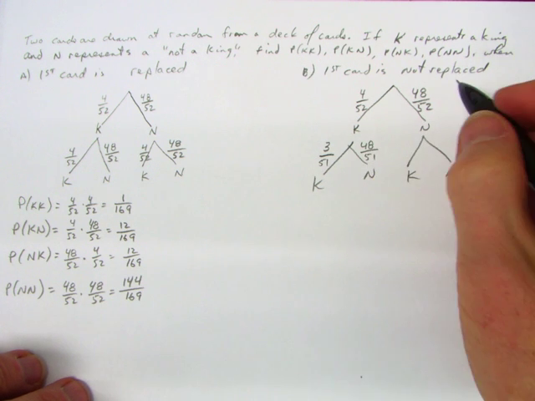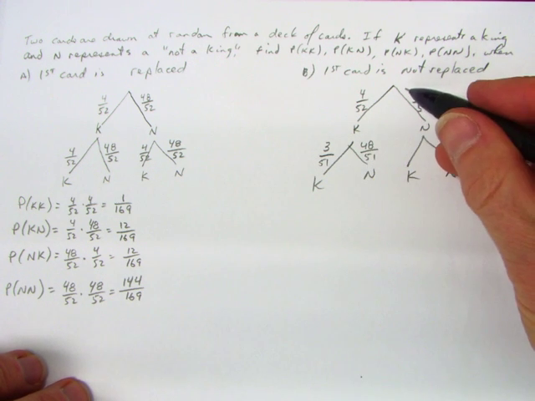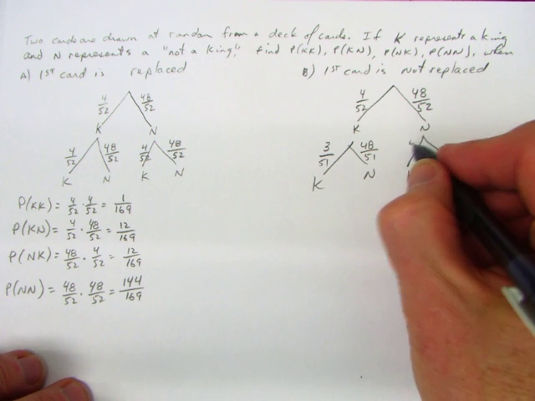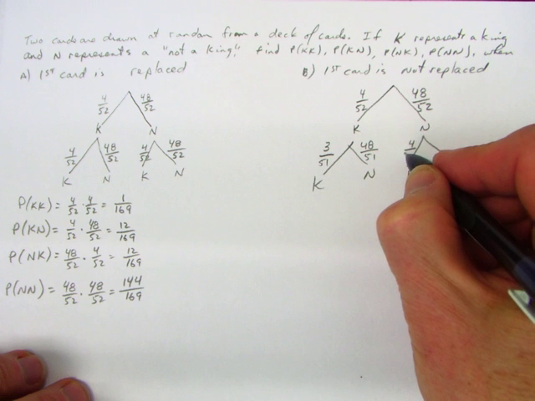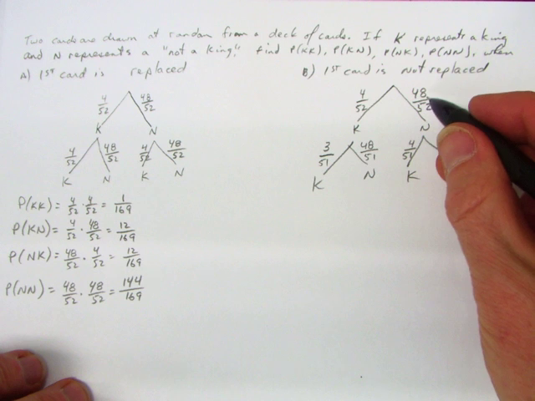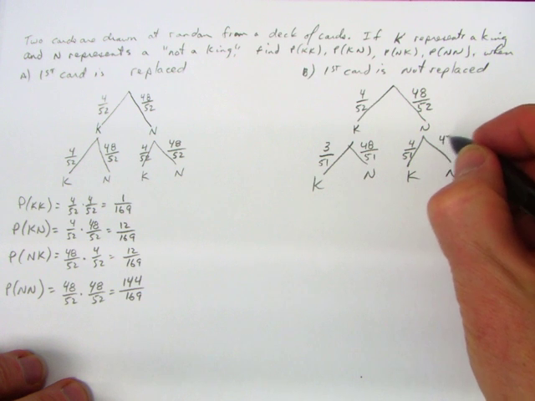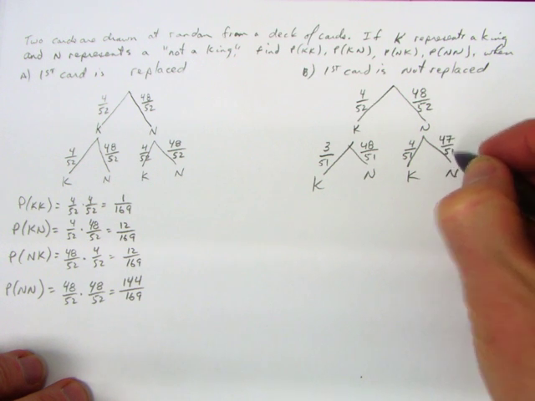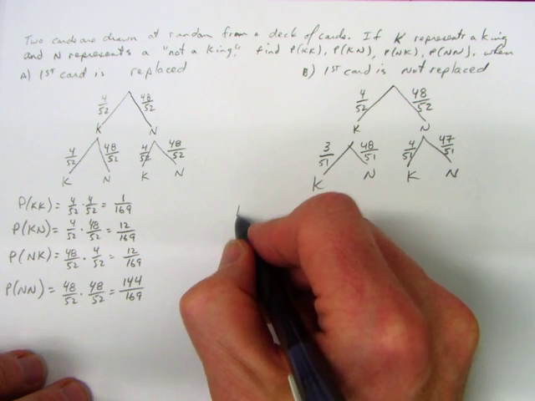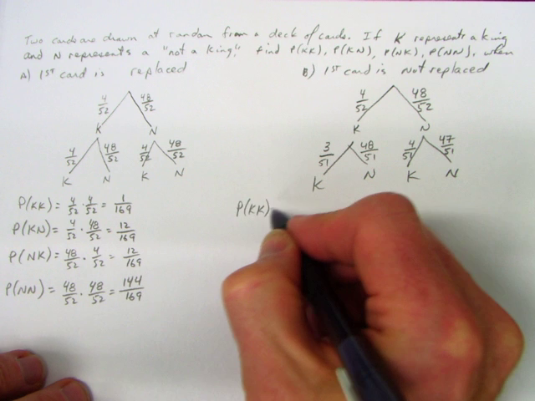Over here, since we took the king out, we still have 48 not a king cards left, and there are 51 possible. When we look at it, when we draw not a king first, then we have 4 kings left, and there are 51 cards possible. And when we take not a king, that means one of those is gone, so we have 47 left out of the 51.